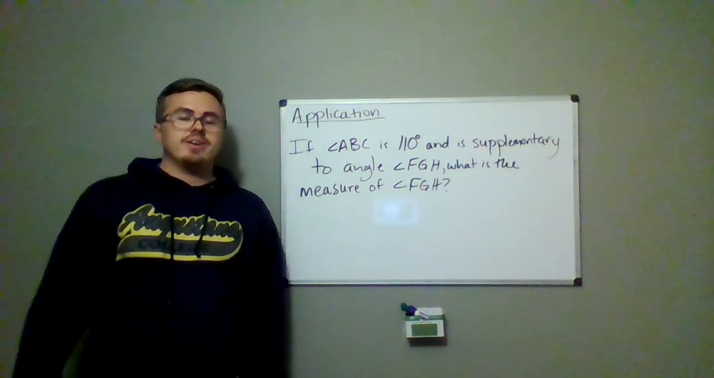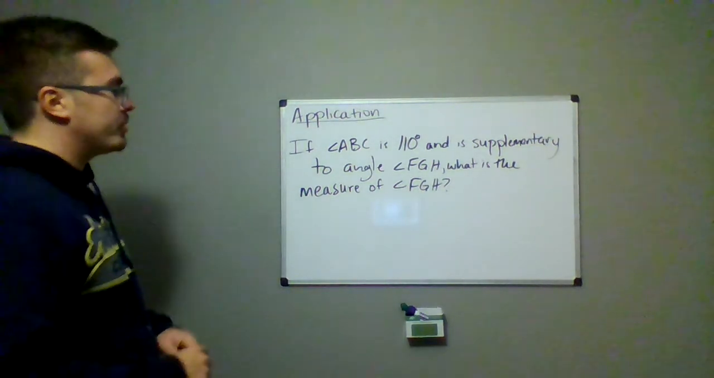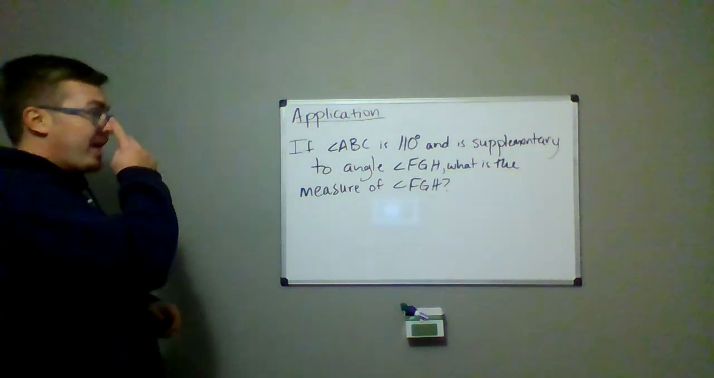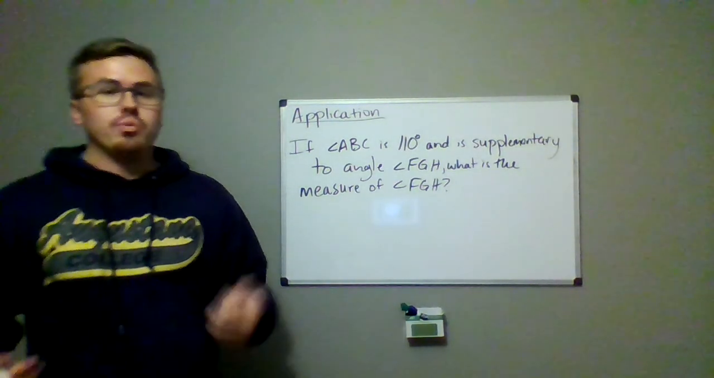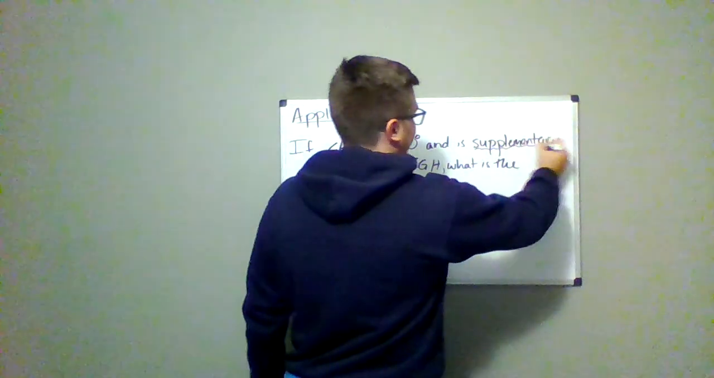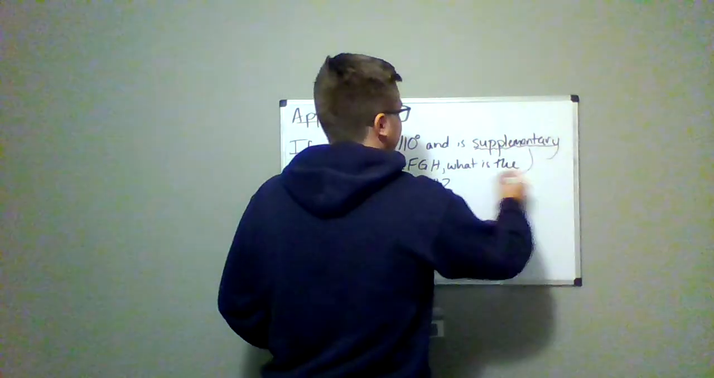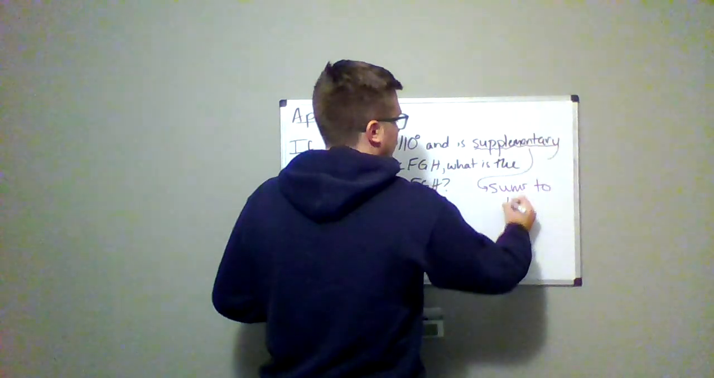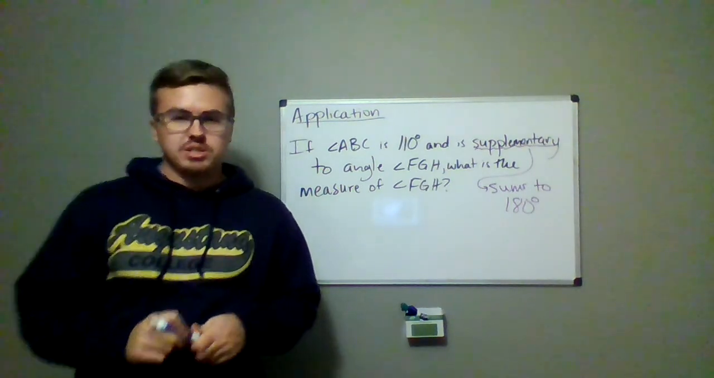All right, next one here is another word problem, so there's no diagram with it. It says if ABC is 110 degrees and is supplementary to angle FGH, what is the measure of angle FGH? So again, we're going to pick out the key word. What's the key word in this one? Good, the key word is supplementary. So I'm looking at that word supplementary and I'm figuring out what that word means. And the most important thing is that it sums to 180 degrees. That's what we're going to use to help us solve this problem.